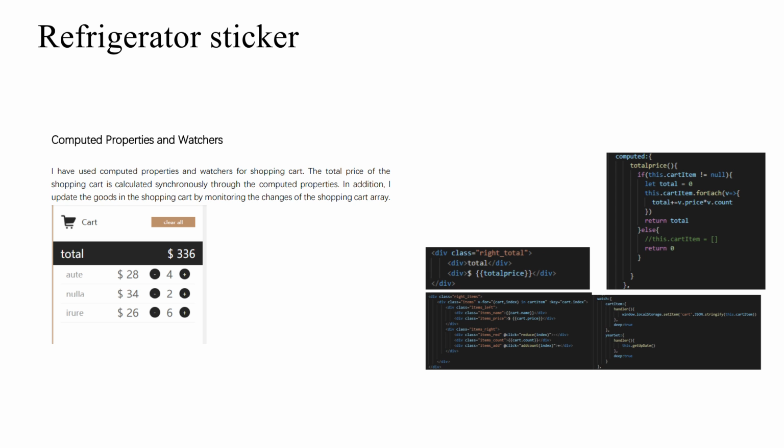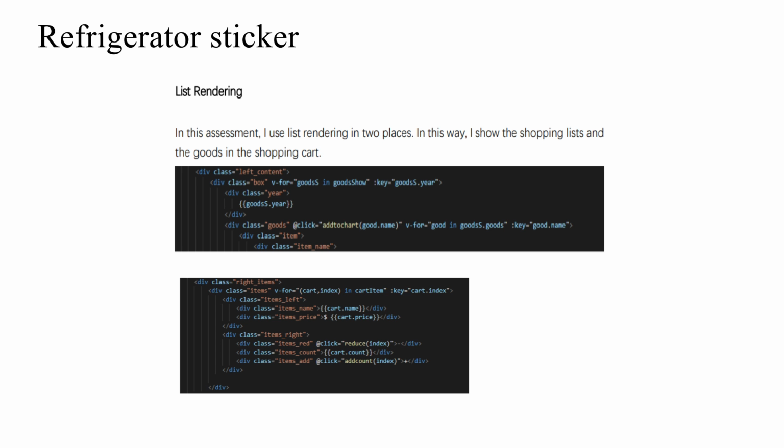The second is the computed property of Vue, which is the code method to realize the shopping cart in my application, so that user can know the total price of goods in the shopping cart at any time, whether add or reduce. The third is the extensive use of Vue's list rendering function.